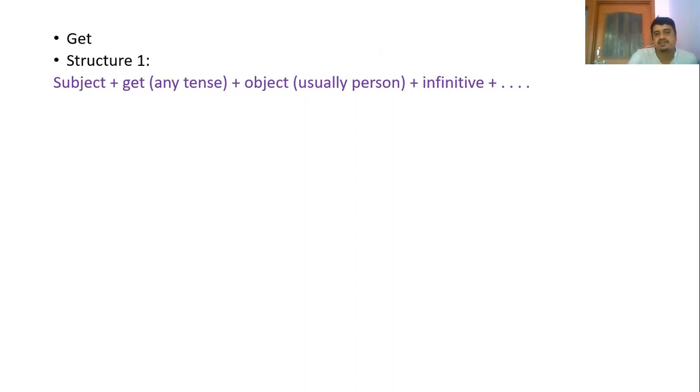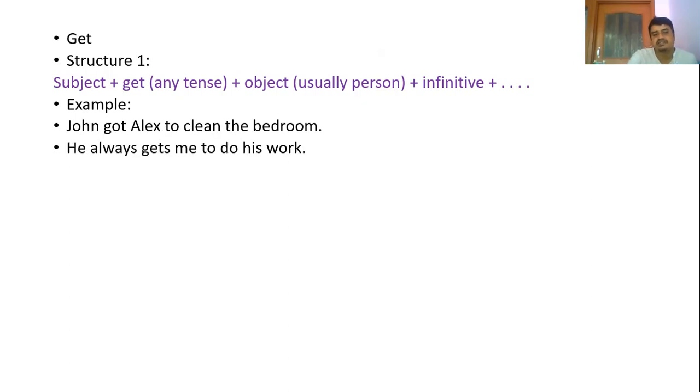Subject plus get plus agent. Infinitive, it means to plus verb 1. Look at this example. John got Alex to clean the bedroom. John subject, got, past tense of causative verb get, Alex agent, and to clean, infinitive, means to plus verb 1, plus object, the bedroom. He always gets me to do his work. Mary will get Alex to prepare her homework.